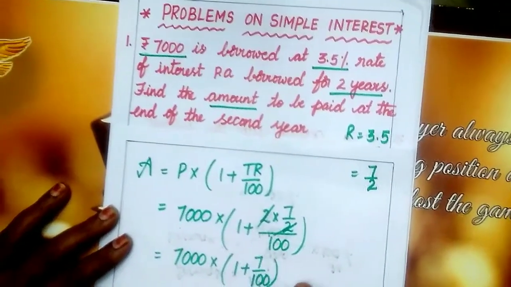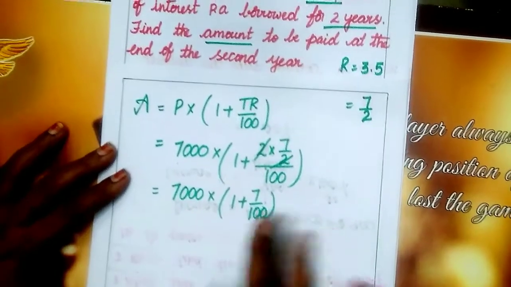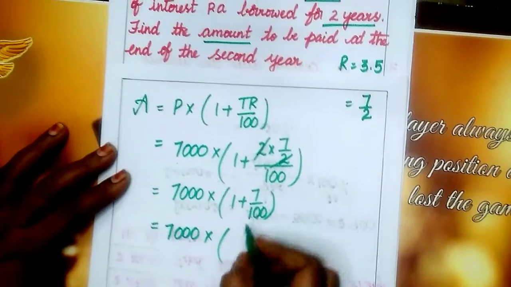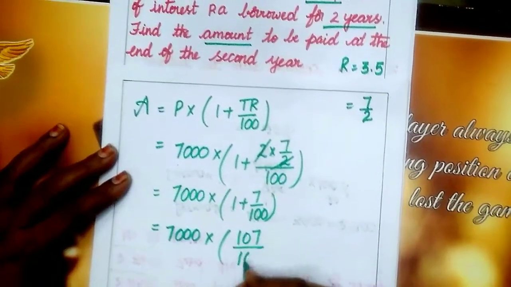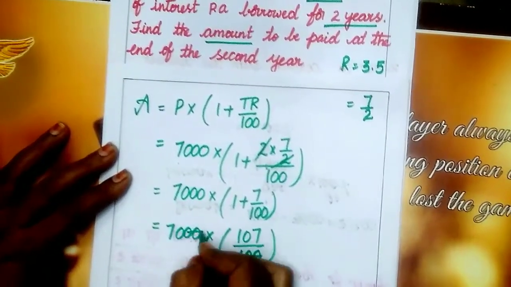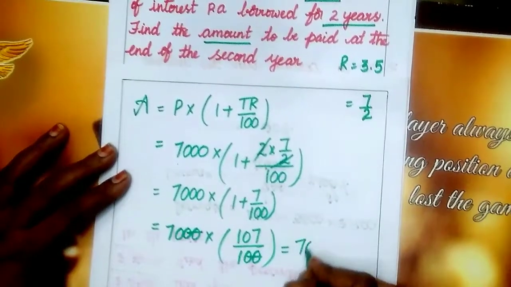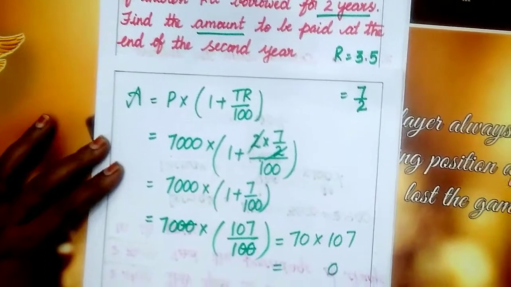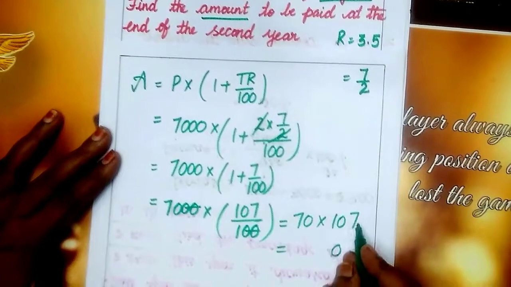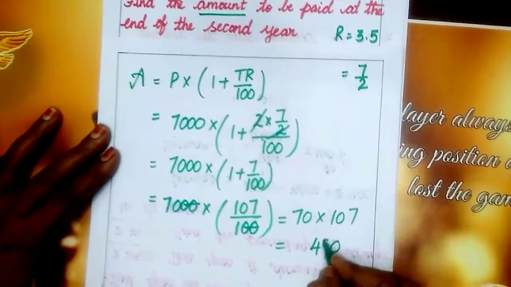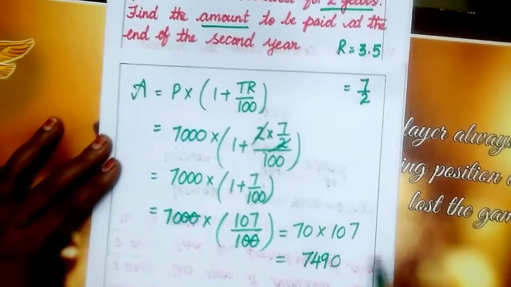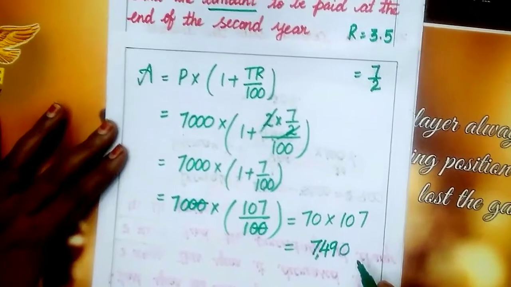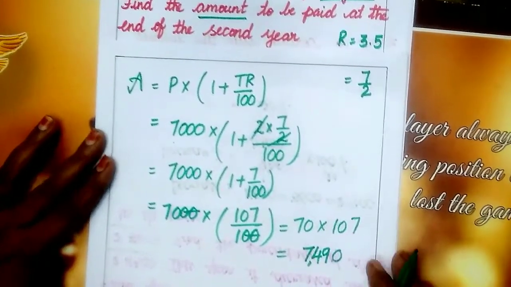Right? Now, we'll see 7,000 into 100 plus 7, 107 by 100. Now, these two zeros cancel. Finally, 70 into 107. So, 7,490, which is the amount at the end of 2 years. Now, next question.